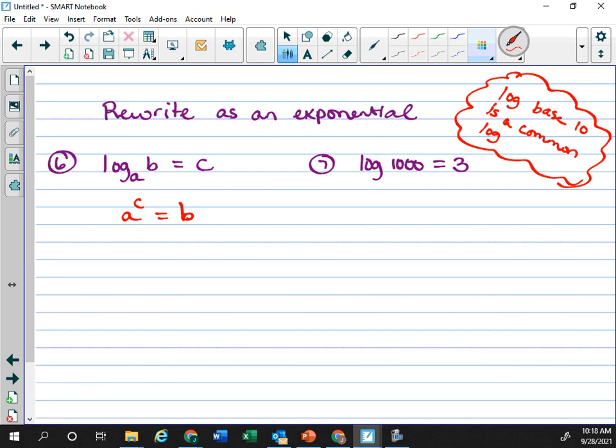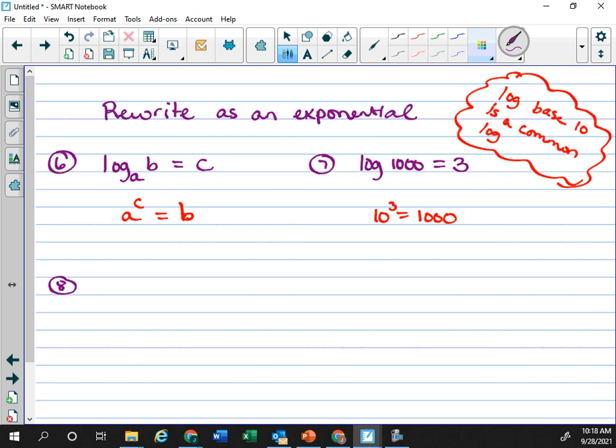So we've said the base is 10. What's the exponent? 3. And what will it equal? 1,000. Okay, it's nice with numbers because you're like, oh, that makes sense. 10 cubed is 1,000. All right, let's try again.